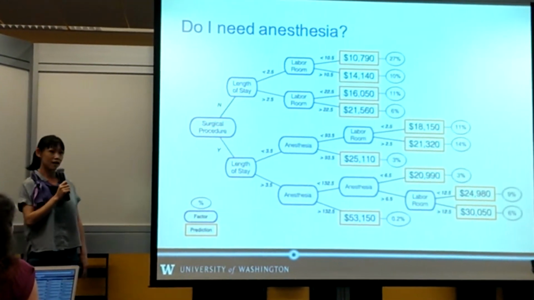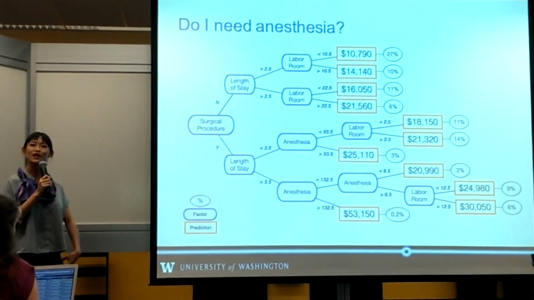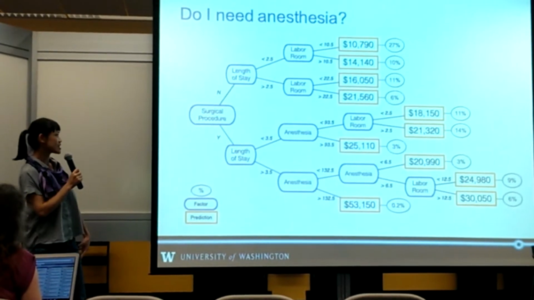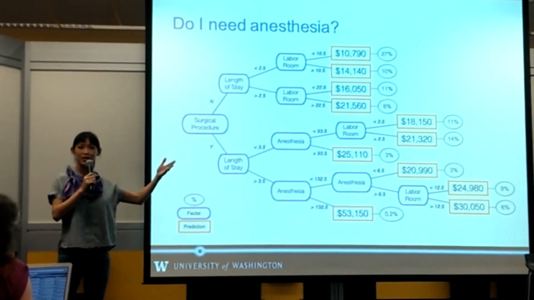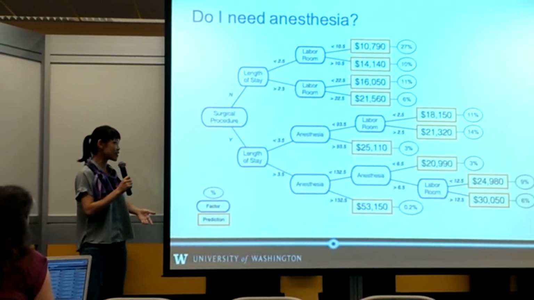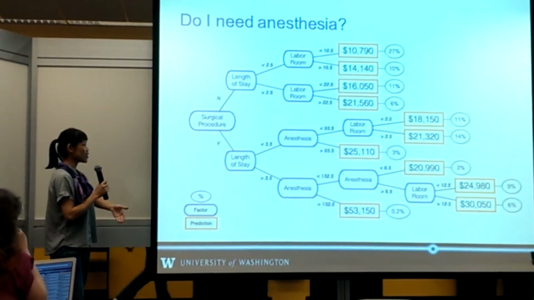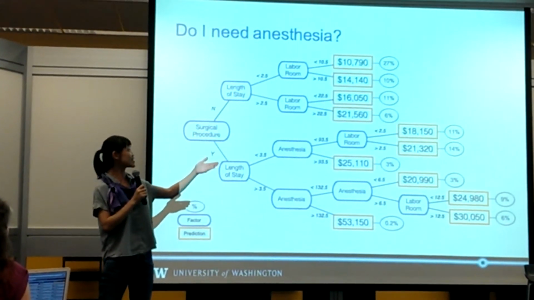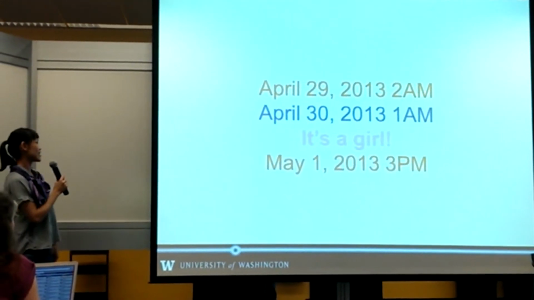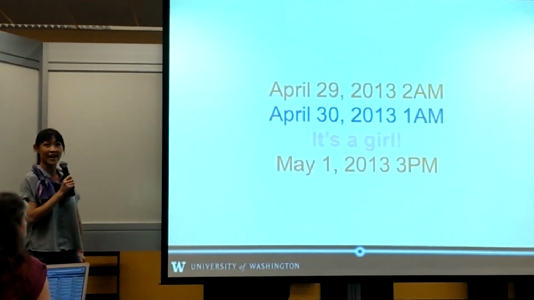So my decision tree becomes more and more complicated. And as you can see here, the more anesthesia I use, the more it's going to cost. However, at the same time, it has some interplay. The labor room utilization also has a role here. And now we can see that the price can be all over the place. And all of a sudden, if I use a surgical birth, I may still end up cheaper than having a natural birth. And so the story now: on April 30th, 1 o'clock in the morning, I had a girl.